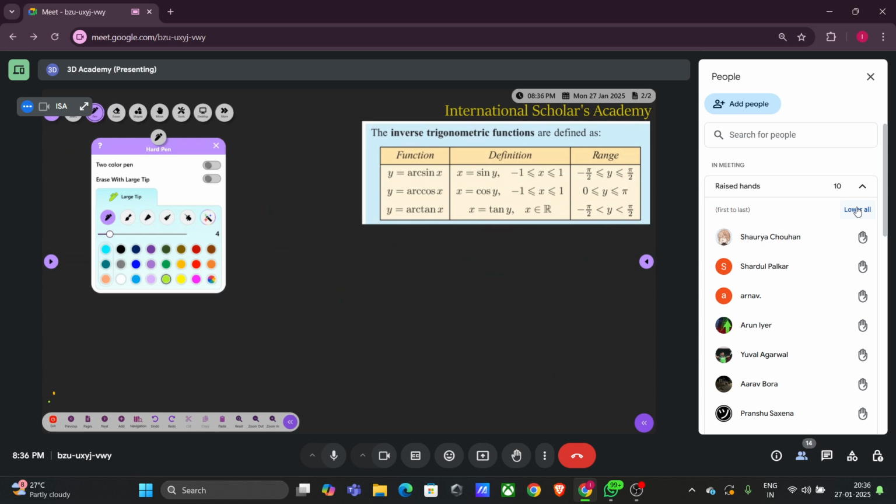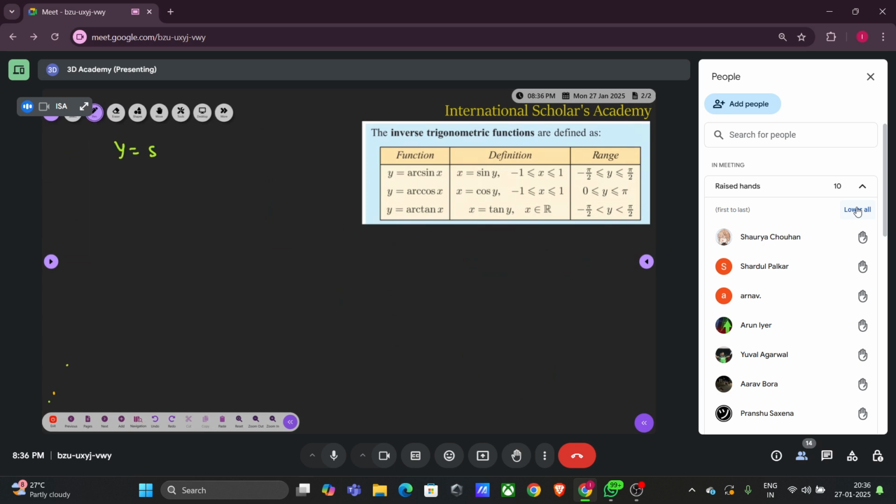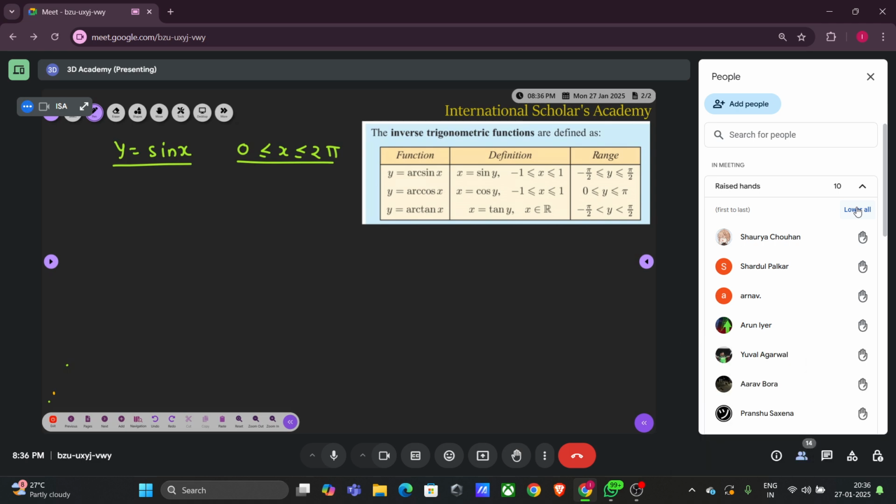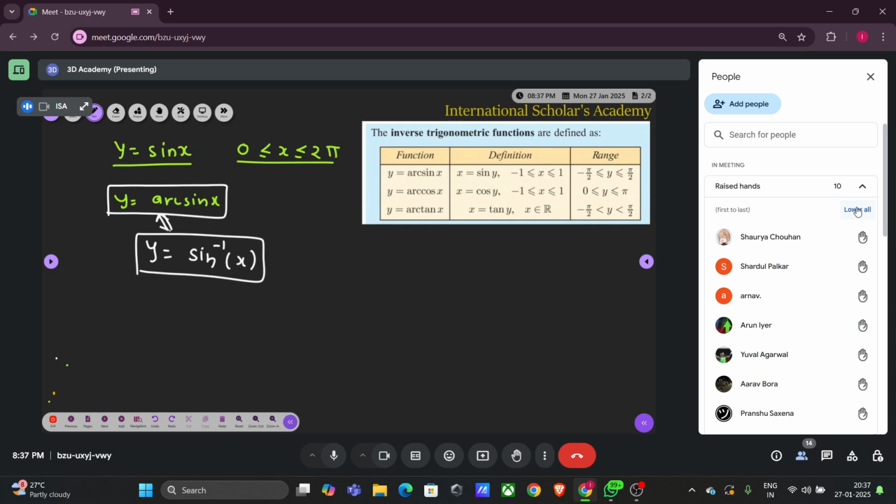Now let's look at sine and cos. Simple. For sine, y equals sin x is the original function. The domain of this function is x to 2 pi. But when I write the inverse of that, y equals arc sine x. Now understand guys, when a question writes arc sine x, you can also write it as sine inverse x. Both mean the same. Never get confused.